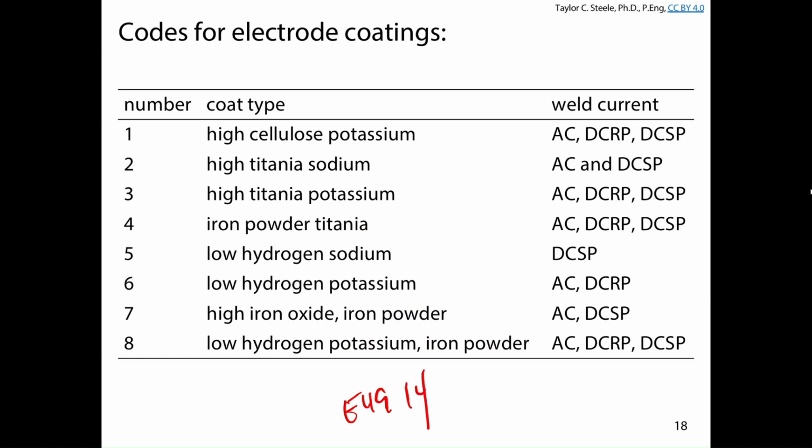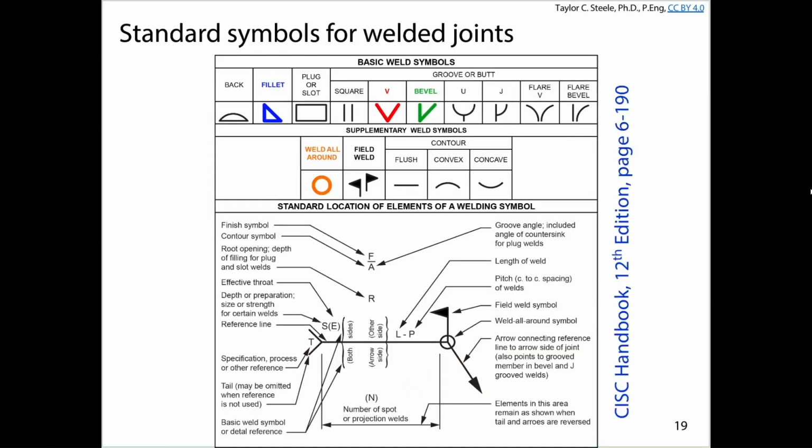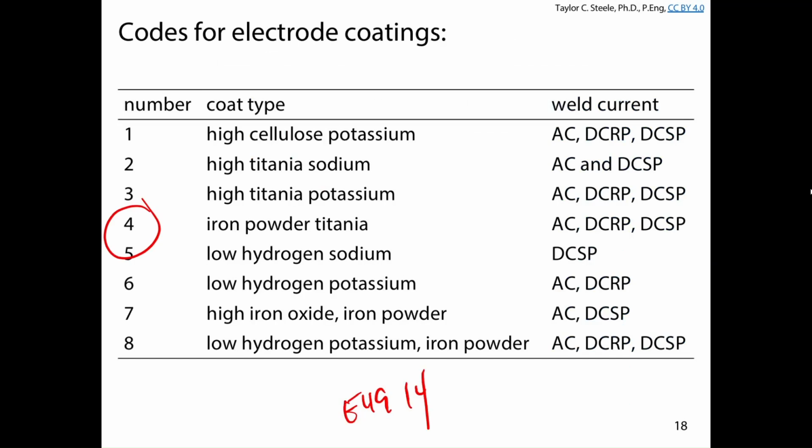E49, 1, 4. The 4 here tells us that that's a titania coating. It can work with AC and DC current, and that's the most common coating to protect this particular electrode from corroding. This is the most general electrode. E49, 1, 4 is generally the most common.